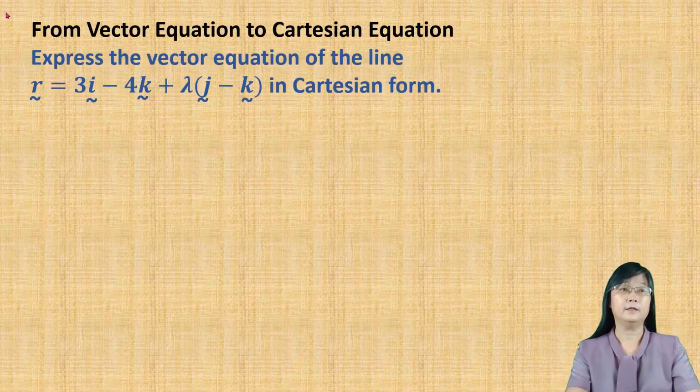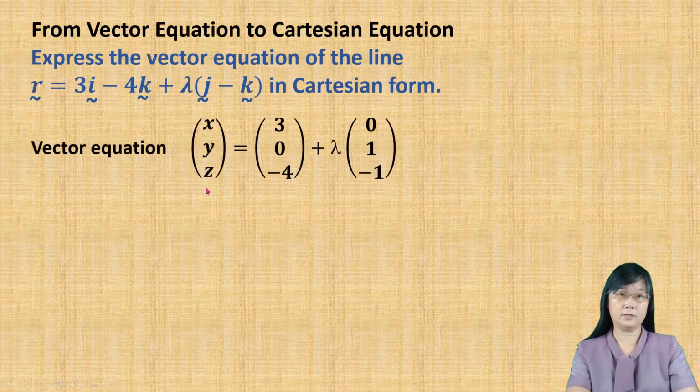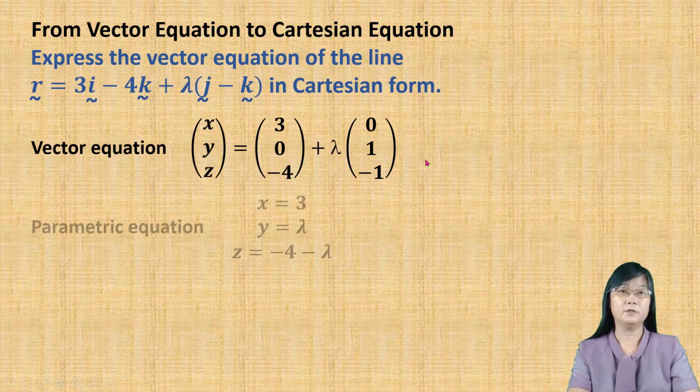Now let's look at another example. Express the vector equation of the line given here in Cartesian form. So first step, we need to change the vector equation in column vector form. So this is the position vector, this is the direction vector. Then we take out each of the elements from each row.